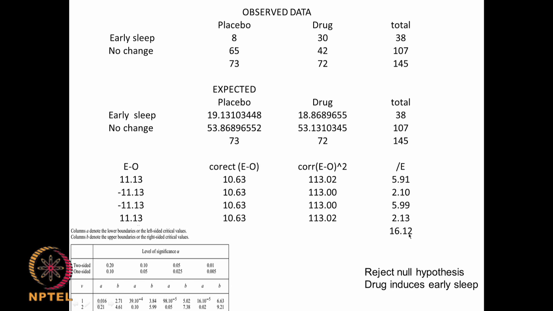So, obviously, we reject the null hypothesis, which is drug and placebo are the same, status quo, that is your null hypothesis; the alternate is that the drug induces early sleep. So, we accept the alternate hypothesis. I also showed you how to do this calculation using Excel, okay. So, it is not very difficult for you to do it on Excel, the command is chi test.